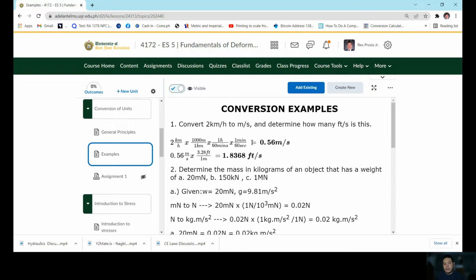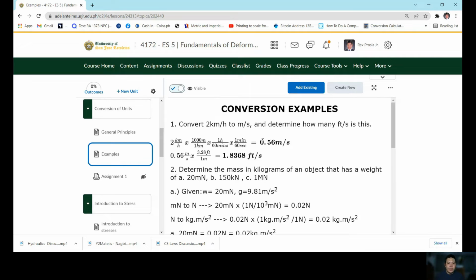Now the answer is already there, 0.56 meters per second. Kindly verify with your calculators. So this will be my answer for the first part of the question. Now there is a second part. We want to know how many feet per second this is. 2 km per hour is how many feet per second.